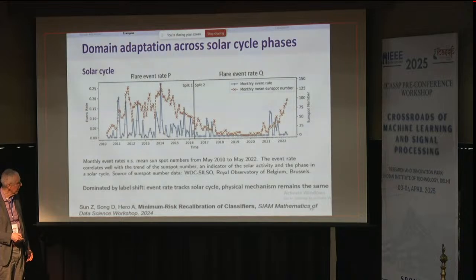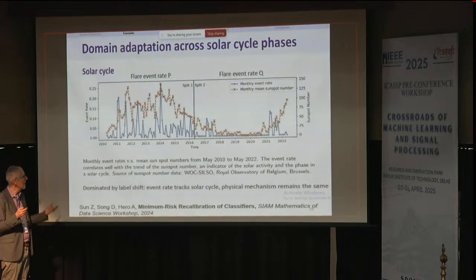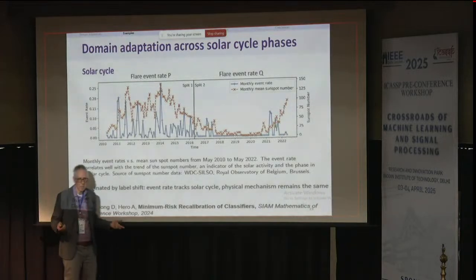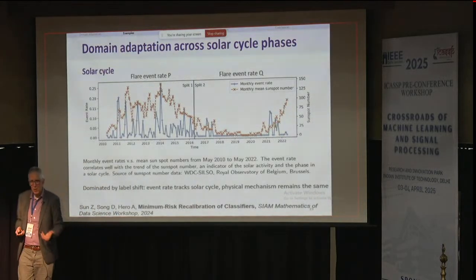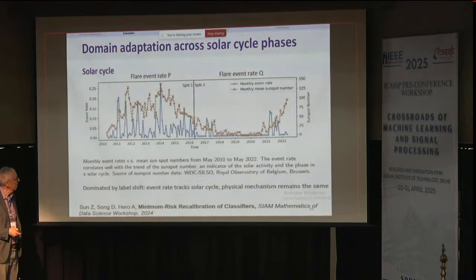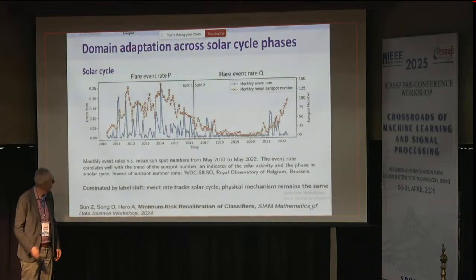Arguably, the feature distribution does not change. The class conditional feature distribution does not change because the mechanism for producing solar flares is the same, right? So the features here are spatial and temporal flux measured from satellites.